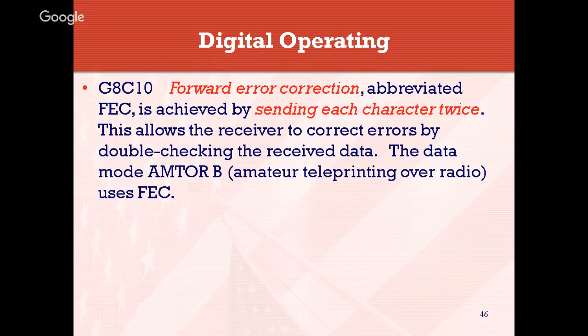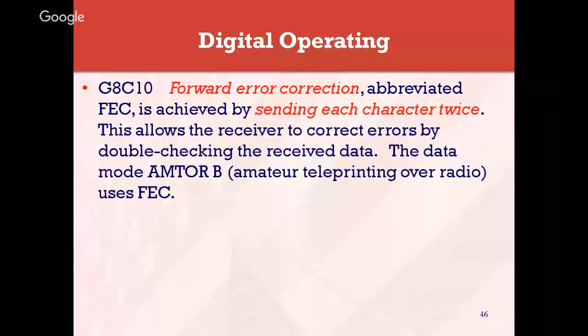Then you have forward error correction, which is abbreviated FEC, and it's achieved by sending each character twice. This allows the receiver to correct errors by double-checking the received data. The data mode AMTOR-B, amateur teleprinting over radio, uses such a mode, FEC, forward error correction.